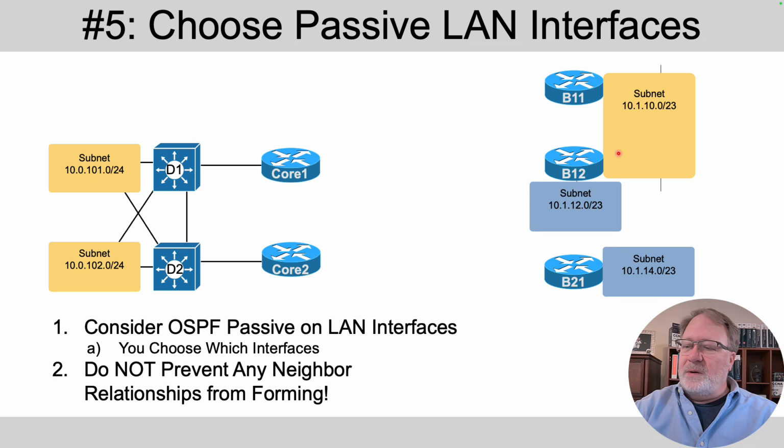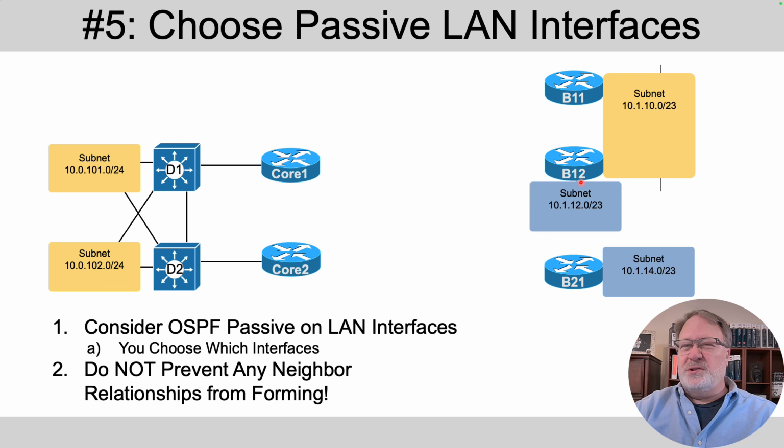Same thing happens between B11 and B12 on this link. Now, behind this blob is a LAN switch. Both routers are connected to the same LAN switch, assigned to the same VLAN. They become OSPF neighbors here. So if you made either of these interfaces passive, the neighbor relationship would fail, so we can't do passive on those interfaces. But B12 has some embedded LAN switch ports.